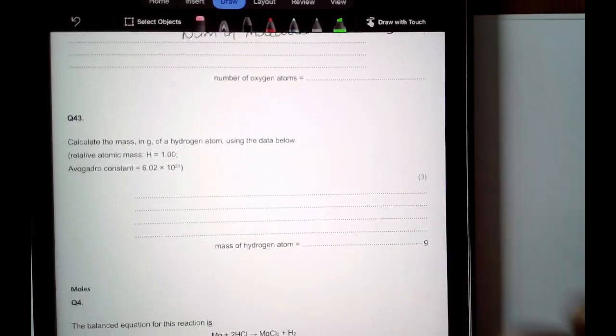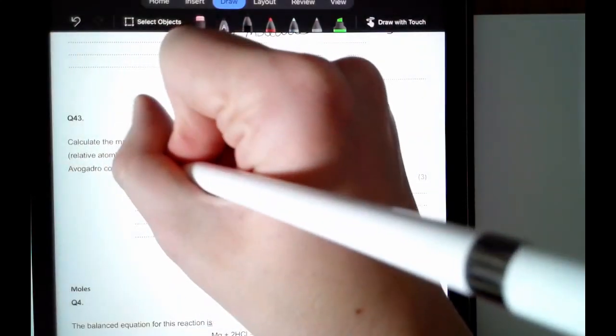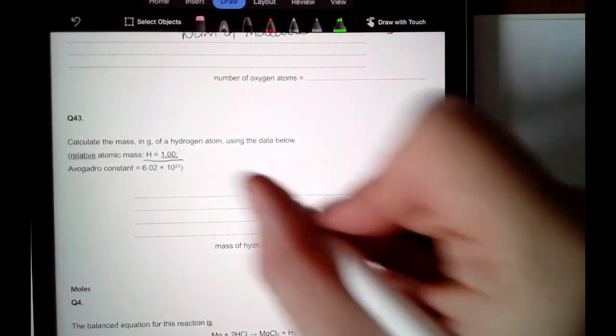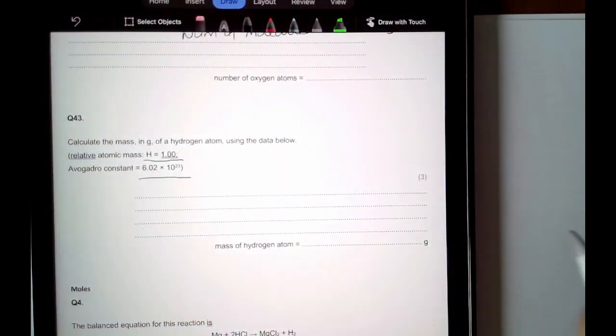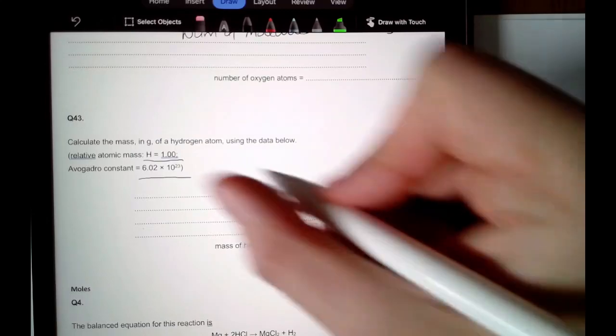The next question is different again, okay? It asks you to calculate the mass in grams of a hydrogen atom using the data below. So you're given 2 numbers. You're given the mass of hydrogen as 1, and you're given Avogadro's constant. And you're asked to calculate the mass in grams, okay?